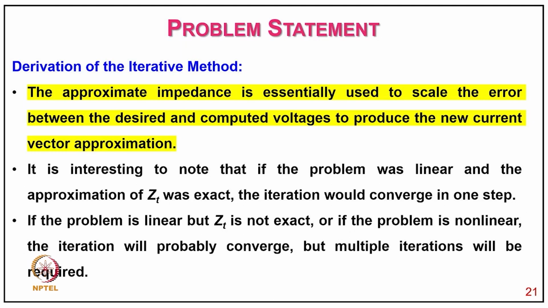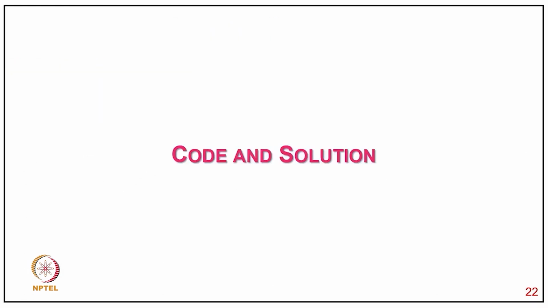It is interesting to note that if the problem was linear and the approximation of ZT was exact, then the iteration will converge in one step. And if the problem is linear but ZT is not exact, or if the problem is nonlinear, the iteration will probably converge, but multiple iterations will be required.